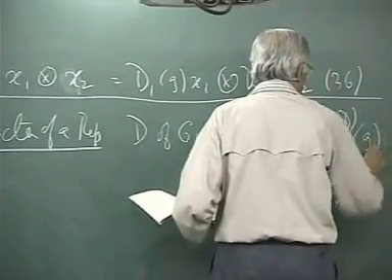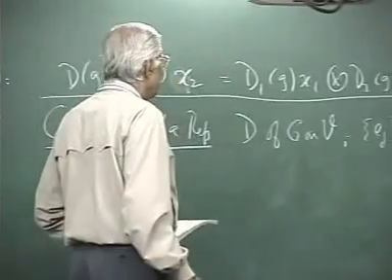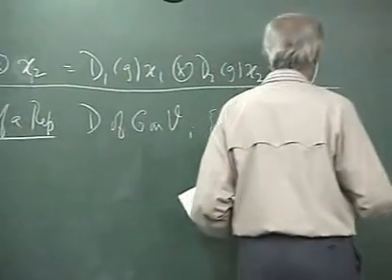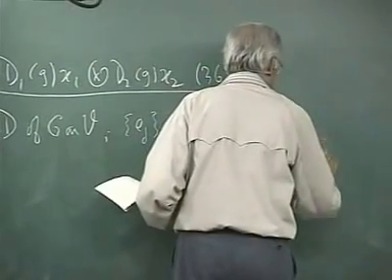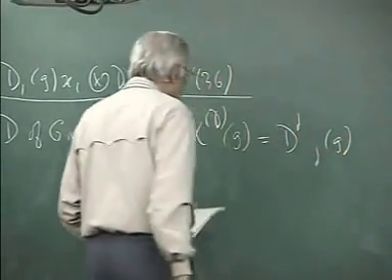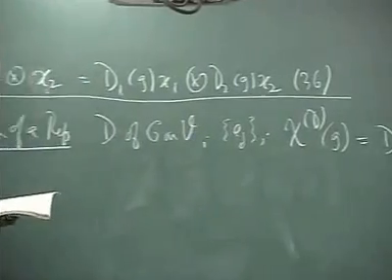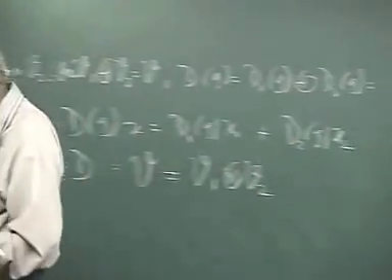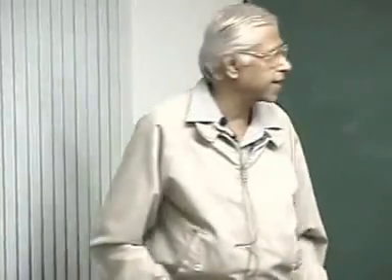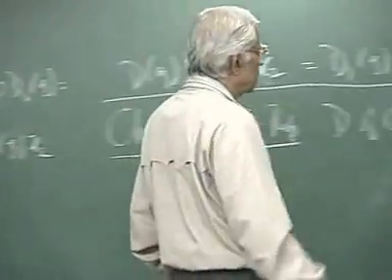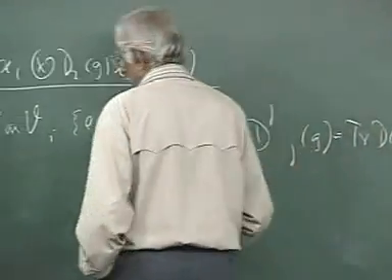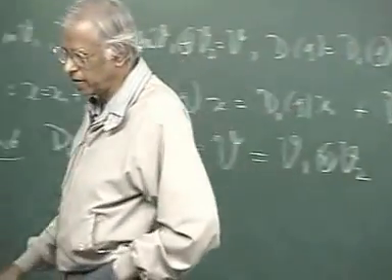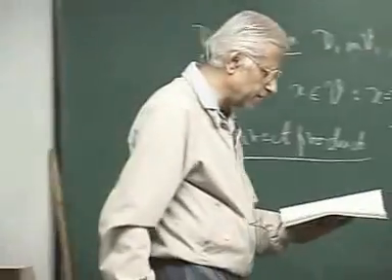The symbol for a character is chi. The character of the representation D is a function of group element, and it is a sum of the diagonal elements of the matrix representing the group element. So it is trace of D of G. So this is the definition of the character of a group representation.